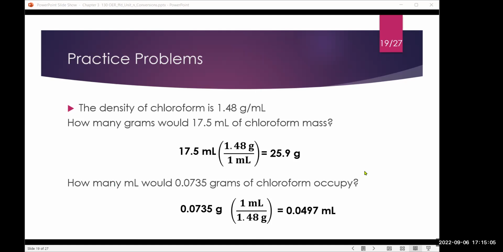And in keeping track of your sig figs, that's the volume of 0.0735 grams of chloroform. Okay, those are the types of density calculations. Either you calculate the density directly, or given the density, you're asked to determine either the mass or the volume of a given amount of material.